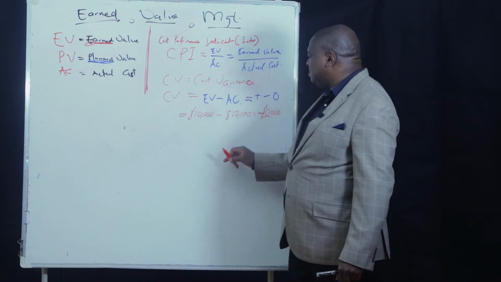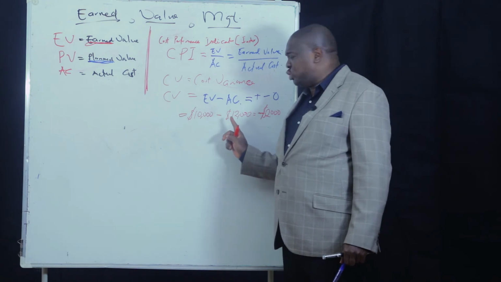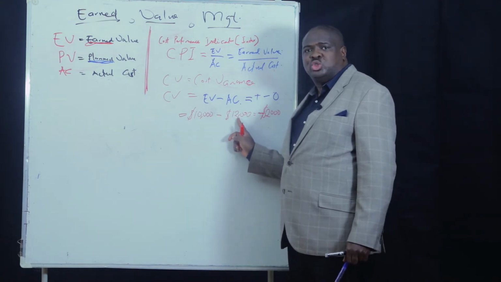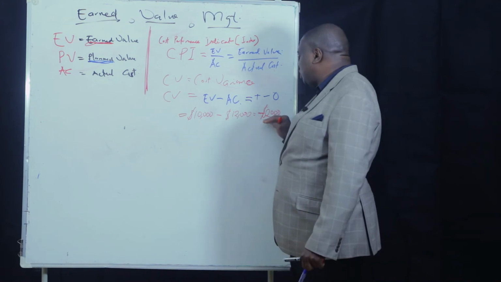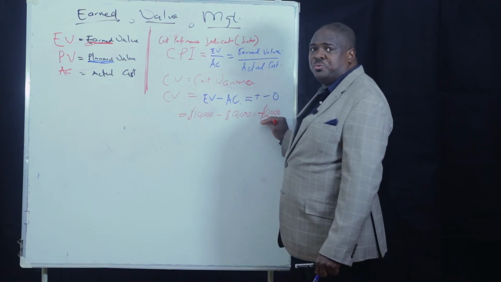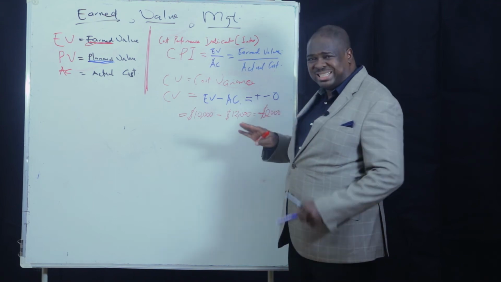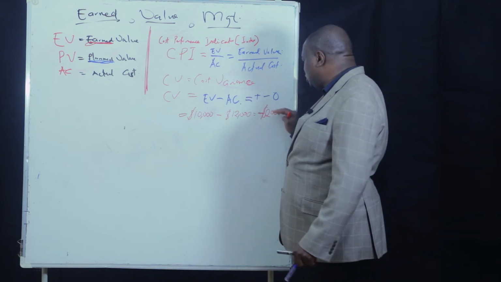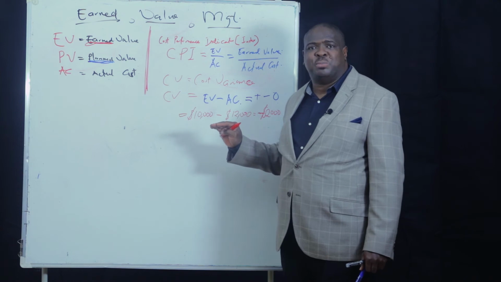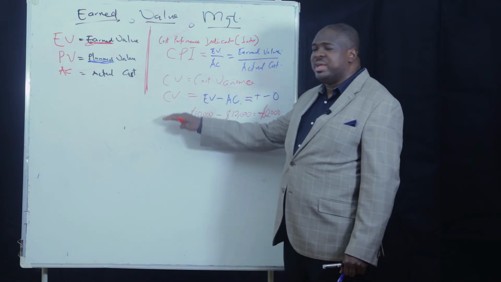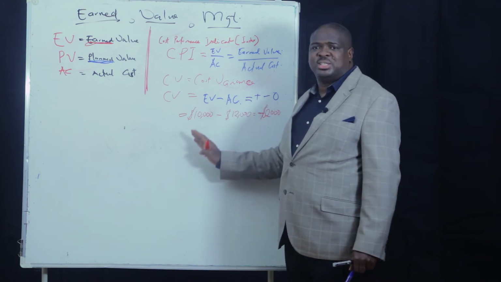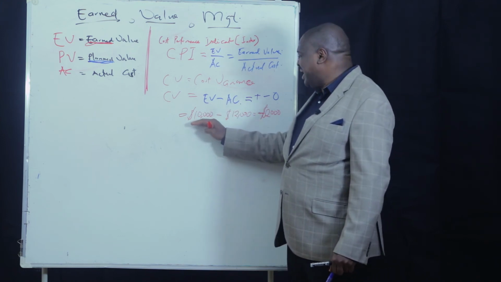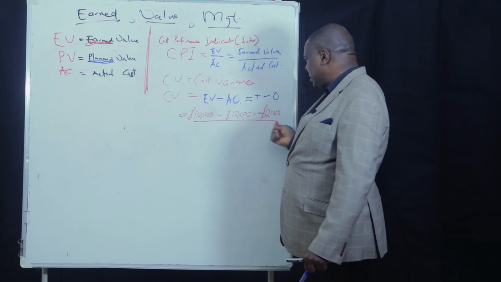It means that we have used $12,000 to achieve the worth of $10,000. It means we are $2,000 in deficit. It means we are going to finish $2,000 beyond our original budget as at today. This is how cost variance works, so that you can begin to make necessary execution adjustments so that you get the actual figure correctly.